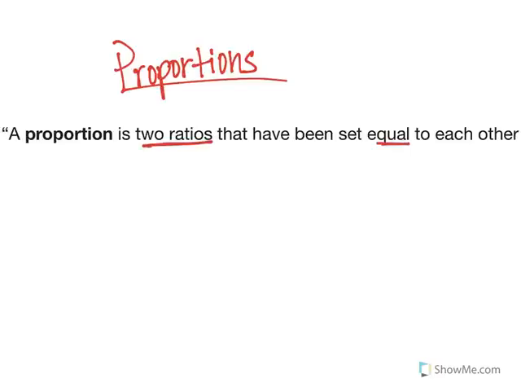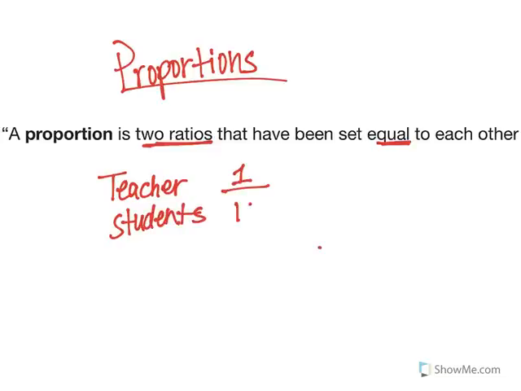I'm going to say this again. A proportion is two ratios that have been set equal to each other. Let me give you an example. If I'm comparing the ratio of teacher to students, if I tell you here at Klein Intermediate, there's one teacher for every 18 students, but then I tell you two teachers have 36 students, is that still equal? Yeah, it's equal.